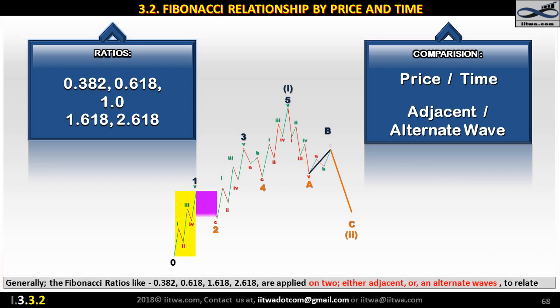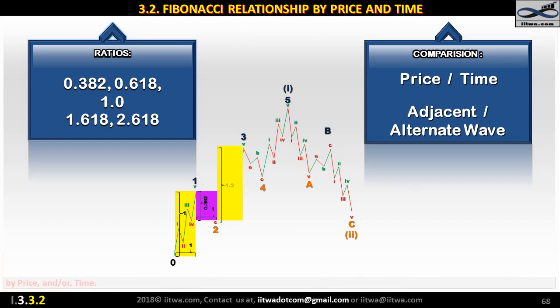Generally, the Fibonacci ratios like 0.382, 0.618, 1.618, 2.618 are applied on 2 waves to relate them by price and/or time. The 2 waves are either adjacent or alternate waves.